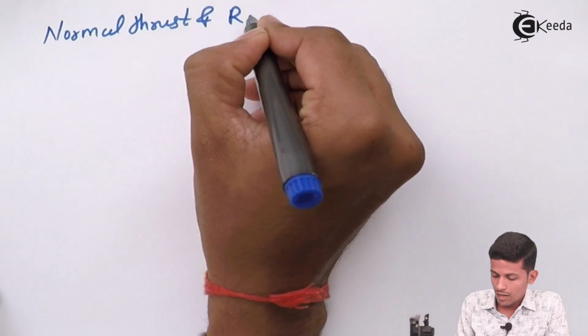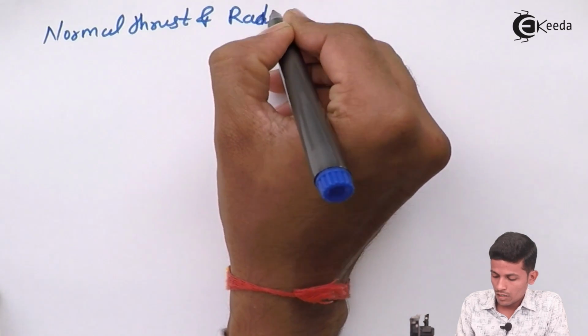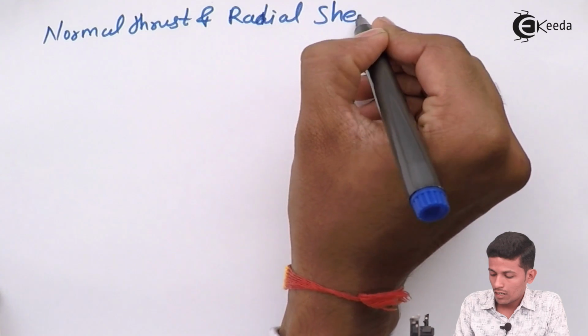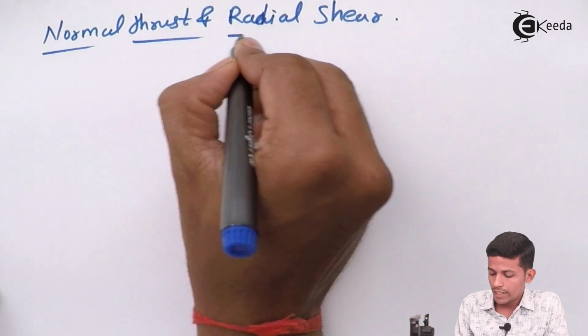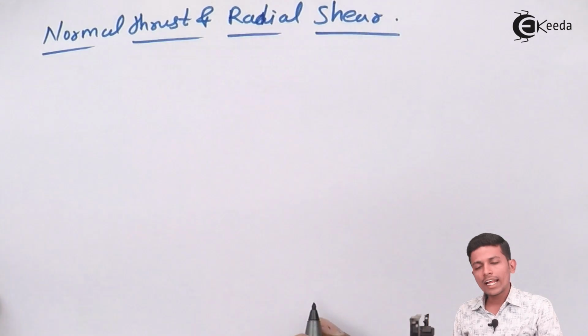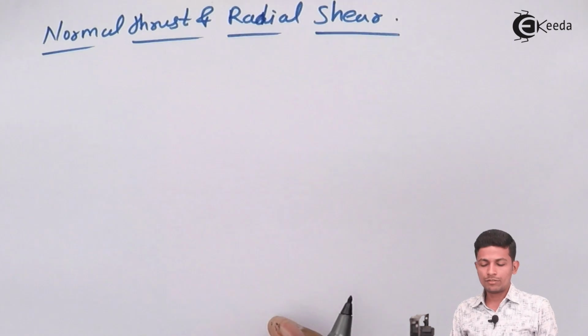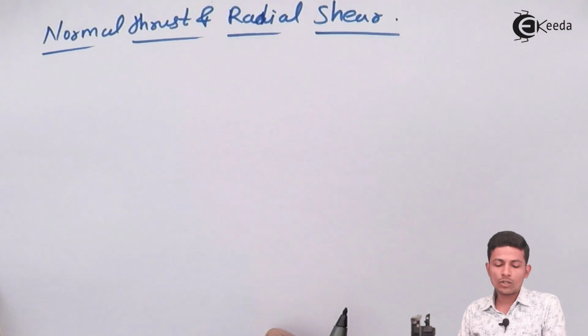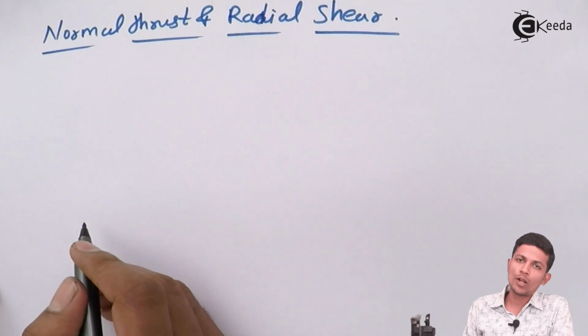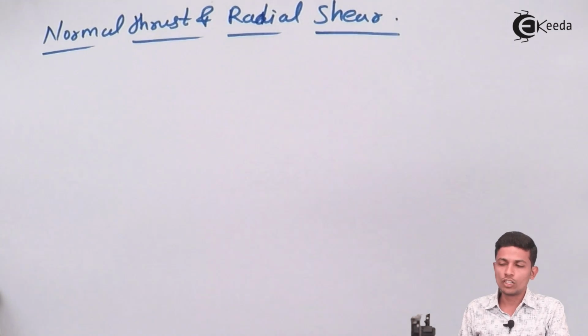Thrust and radial shear. Normal thrust and radial shear. Okay, in that you can directly use the formula, because I have explained the logic to you 2 to 3 times. So either you can use the formula here, or you can use the logic also.